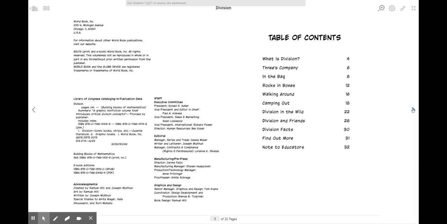Table of Contents. What is division? Three's Company. In the bag. Rocks in boxes. Walking around. Camping out. Division in the wild. Division and friends. Division facts. Find out more. Note to educators.